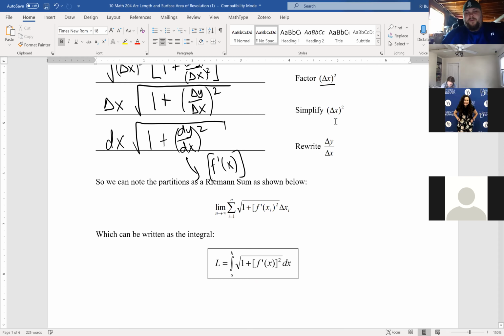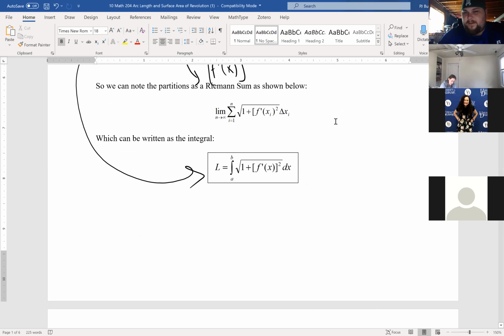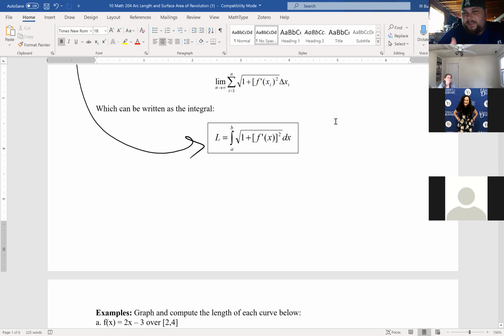And we introduce an integral. From some a to b, we've got the integral of the square root of 1 plus f prime quantity squared dx. So that's how we get our formula for the arc length. And you're going to like this, I think, because for arc length, all you need to do is take a derivative, plug it in, and integrate. There's really not a whole lot of guesswork here.